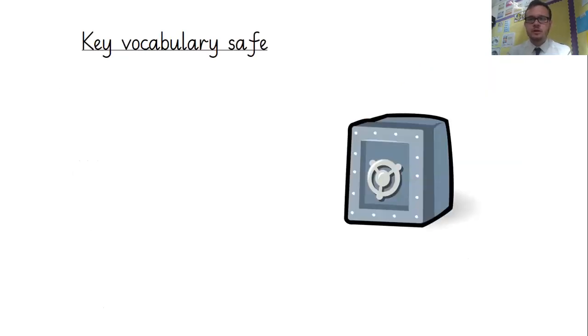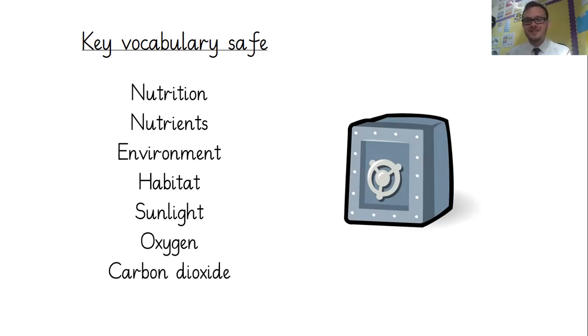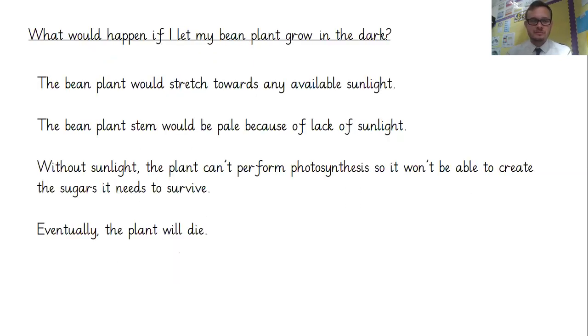Okay, what do we need for our vocabulary today? So get ready to write these down. Nutrition, nutrients, environment, habitat, sunlight, oxygen. Okay, write those down now. Okay, we ready? Oh, forgot carbon dioxide, so just make sure you write that last one down as well. Okay, so this is what I'd like you to be writing down today. So I'll go through quickly what everything needs and what happens if you don't have something when the plant is growing. But make sure you're writing these down as I'm going.